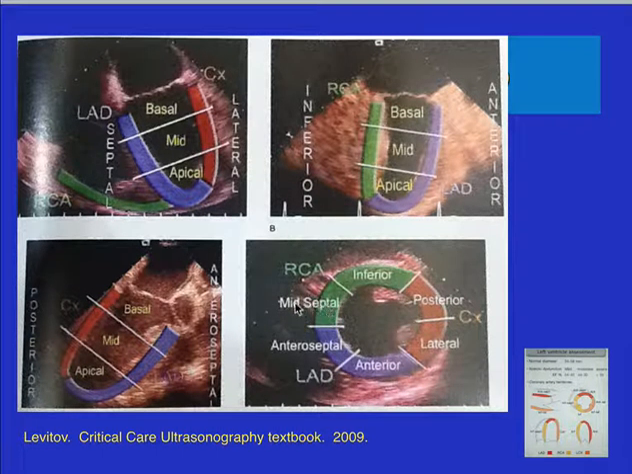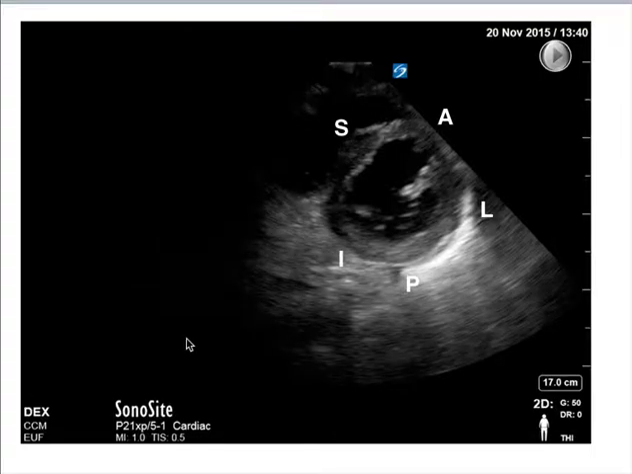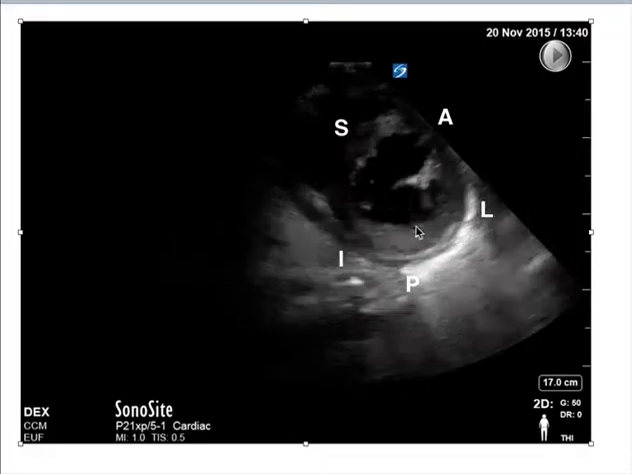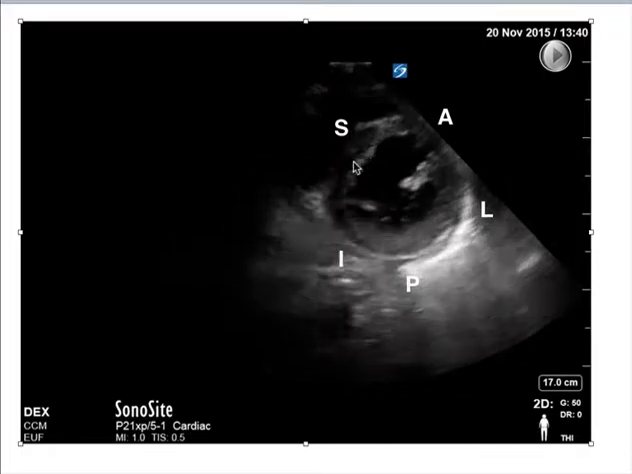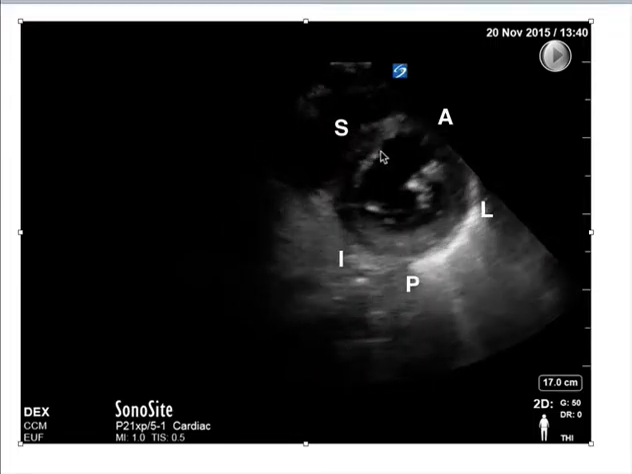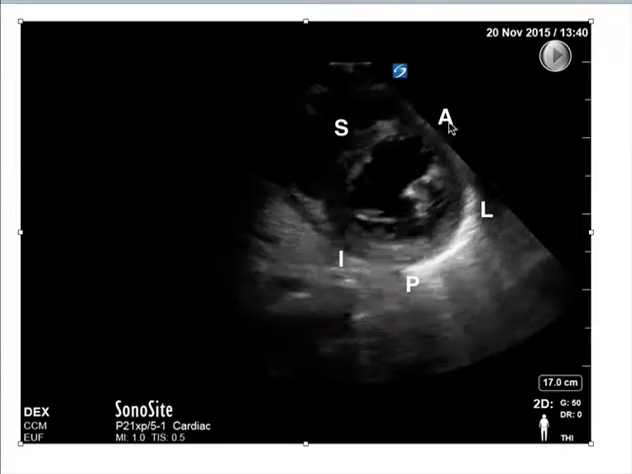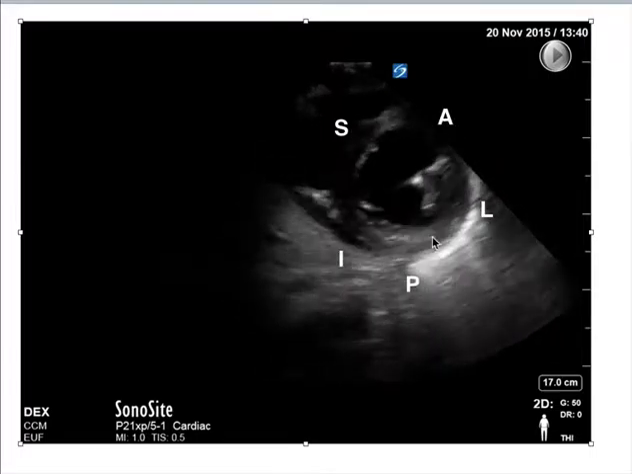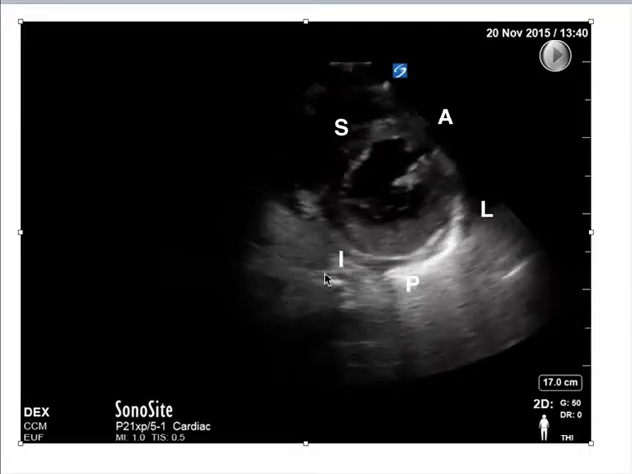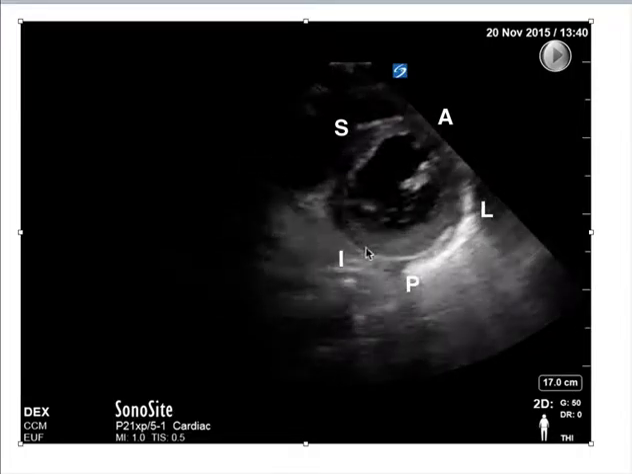So in this view, there's a mnemonic called SALPI. I'm going to show you a little bit of that on this, which is actually probably a TEE view, so it's opposite of what we normally see on a transthoracic. So here's a transthoracic view, short axis, just like we mentioned before. You have a septum, a right ventricle, left ventricle, septum. And the mnemonic is SALPI. So this is septal, this is anterior, this is lateral, this is posterior, and this is inferior. You can even see a small pericardial effusion here.